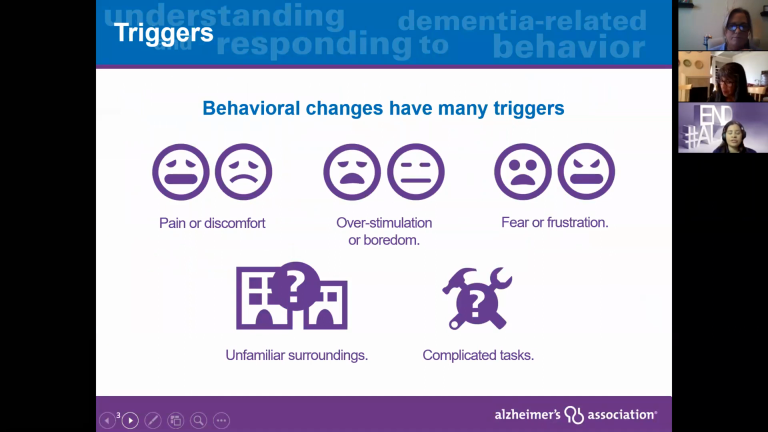So some of the triggers, when we use the word triggers today, we're going to use it a couple of times, we're talking about the things that we've identified tend to make the behavior changes spike up, right? So pain and discomfort is a trigger. Being overstimulated or being bored, that's also a trigger. Being fearful or feeling frustrated is also a trigger. Being in unfamiliar surroundings or doing complicated tasks, these are all triggers, right? Things that exacerbate these behavioral changes that we're seeing with our loved ones as the disease progresses.